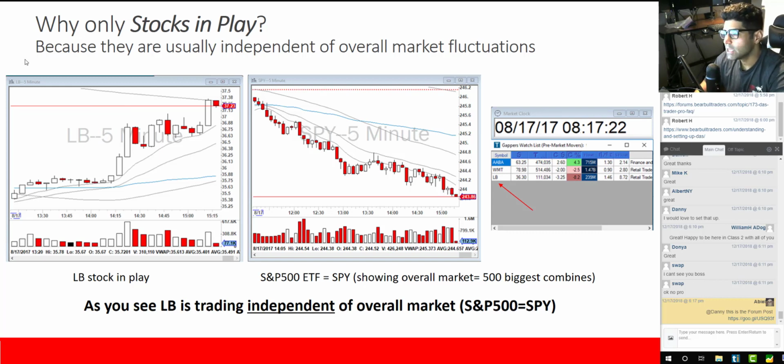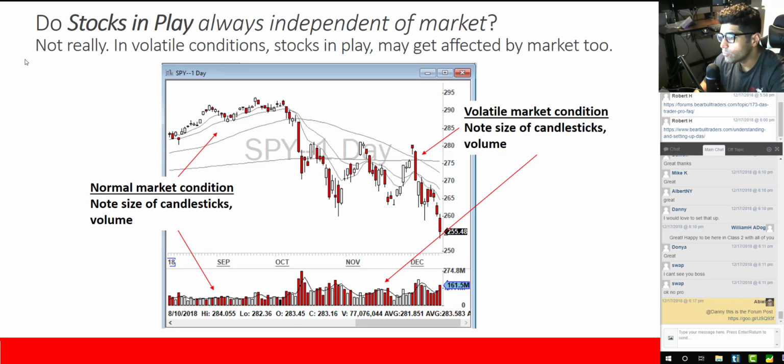So someone might ask, do we always have to ignore the market? You just look at the stocks that gapped up and down and we trade them? The answer to that is not really. Sometimes when the volatility is really high, like the market we are in right now, in November, December 2018, the market can affect even the stocks in play. Sometimes you think the stock is in play, but because the market is really volatile, your stock in play can also get really choppy.